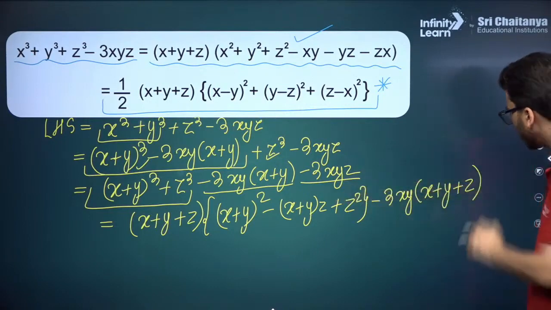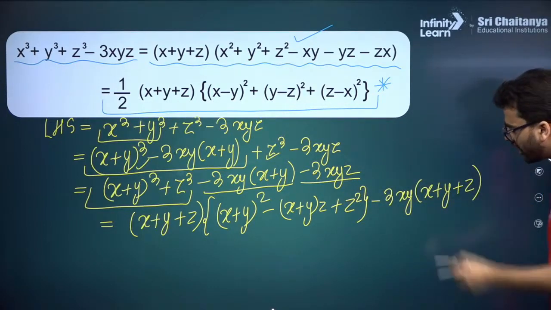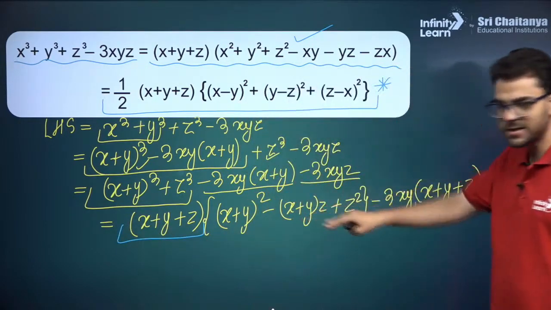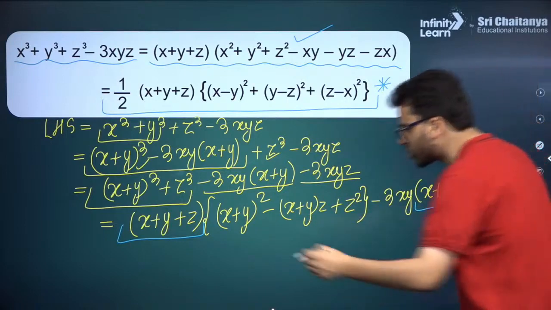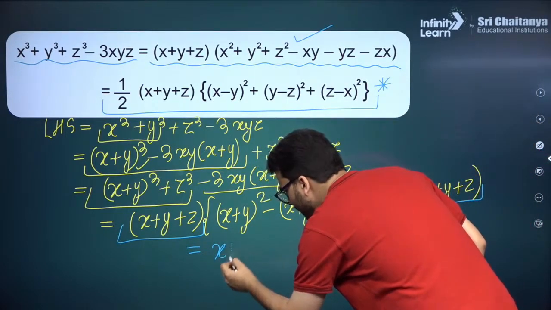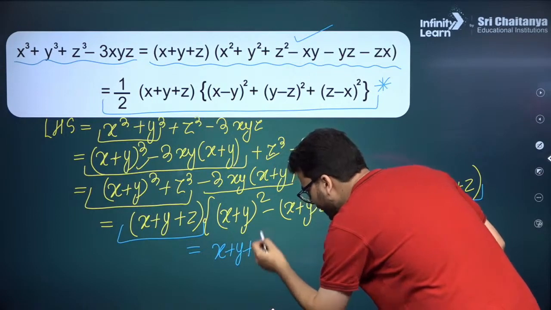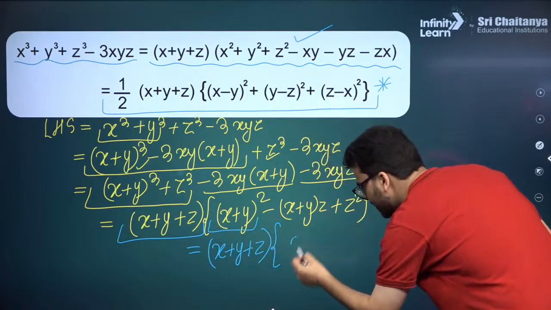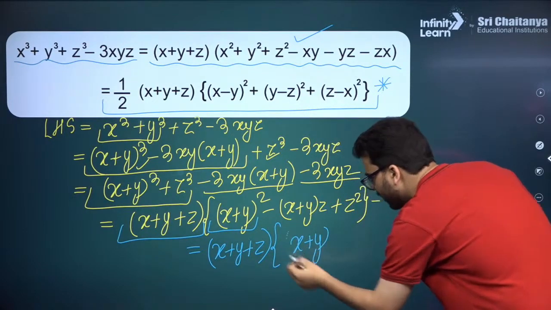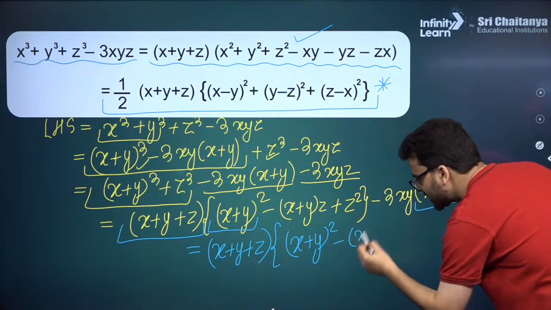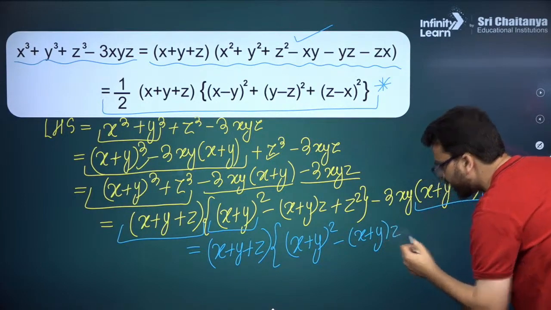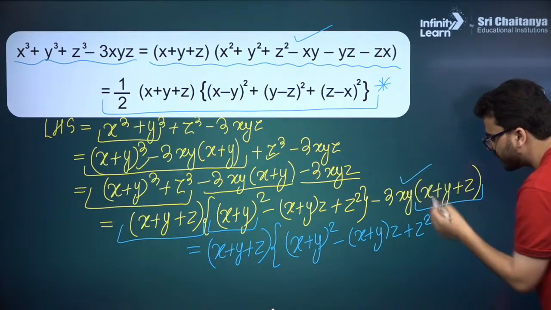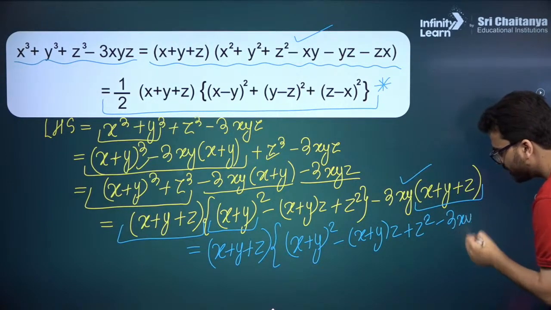Now you see, out of this whole expression, can I take x plus y plus z as common? I can take x plus y plus z as common out of this whole expression. So I'll be left with what, guys? I'm taking x plus y plus z as common, and inside the bracket we will have x plus y the whole square minus x plus y into z plus z square, and minus 3xy will be left.